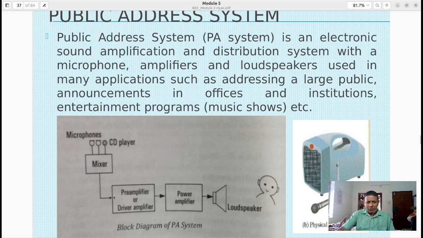The preamplifier will be a voltage amplifier, and the power amplifier is normally a power amplifier. That is normally known as class C, class B, etc. And this preamplifier is known as a class A amplifier. Normally it will be a class A amplifier. Those things we will study later, about class A, class B, class C, etc. The power amplifier will normally be class B or class C, but the preamplifier will be mostly class A only.